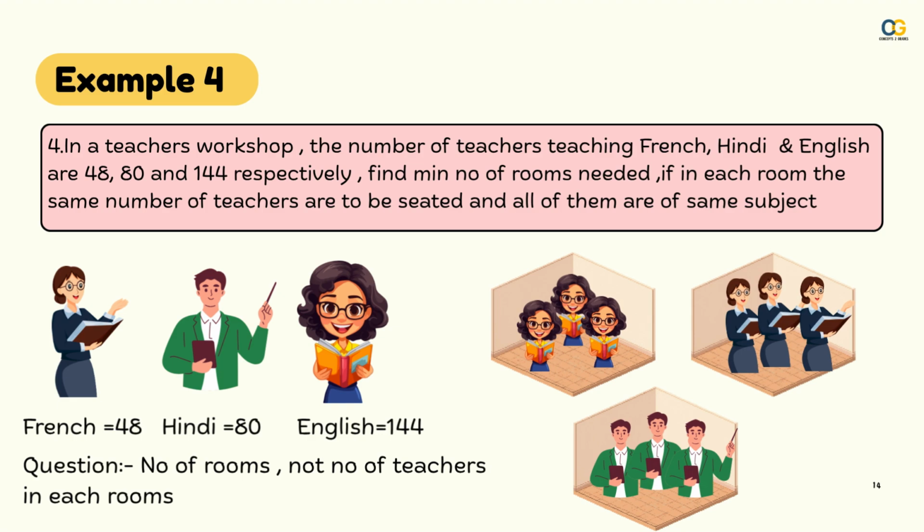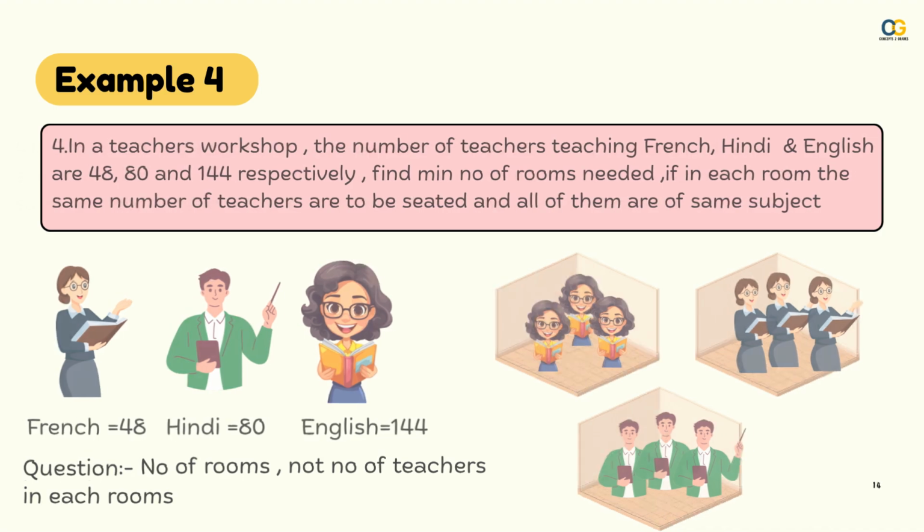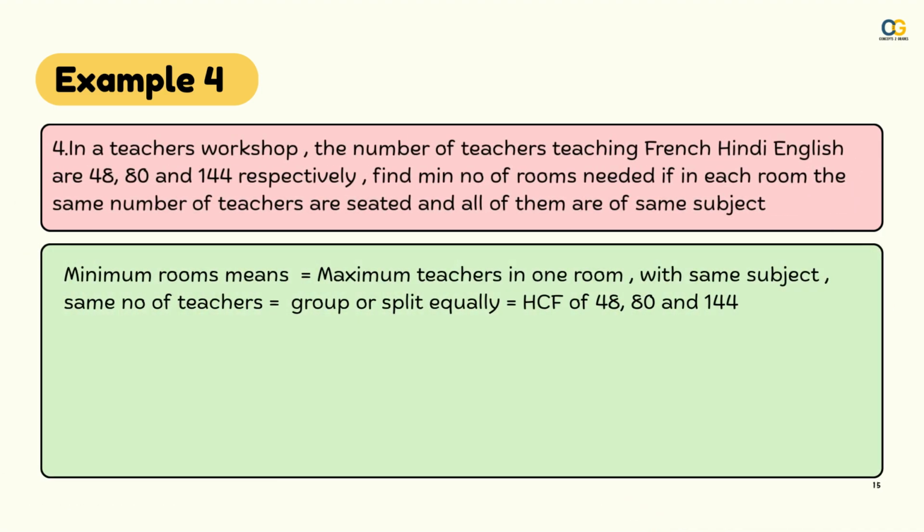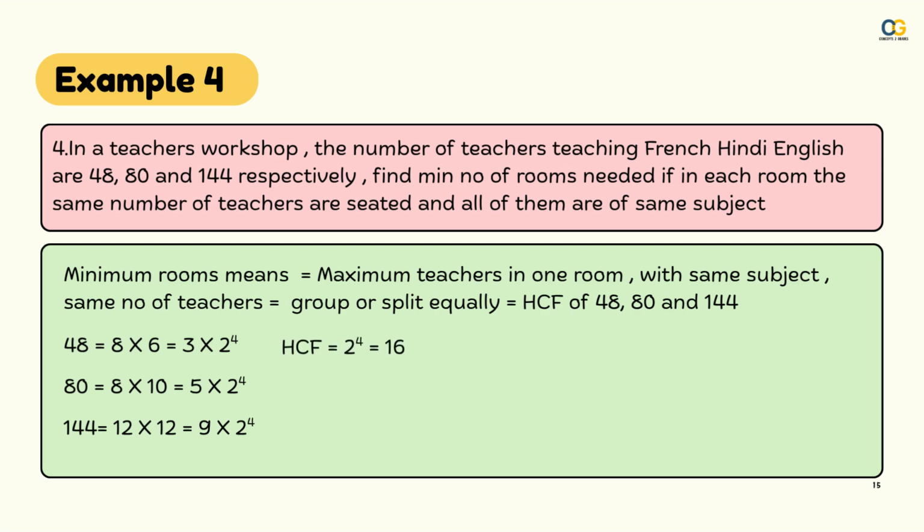Since we have to split them such that we get the maximum teachers in each room, and this is about splitting the teachers equally where all of them are of the same subject and all rooms have the same number of teachers, we go with HCF. So minimum rooms implies maximum teachers in one room. Since this is grouping or splitting, we go with HCF. Prime factorization of 48 would be 3 into 2 power 4, 80 would be 5 into 2 power 4, and 144 would be 9 into 2 power 4. So the HCF would be 2 power 4, which is 16. So each room will have 16 teachers.